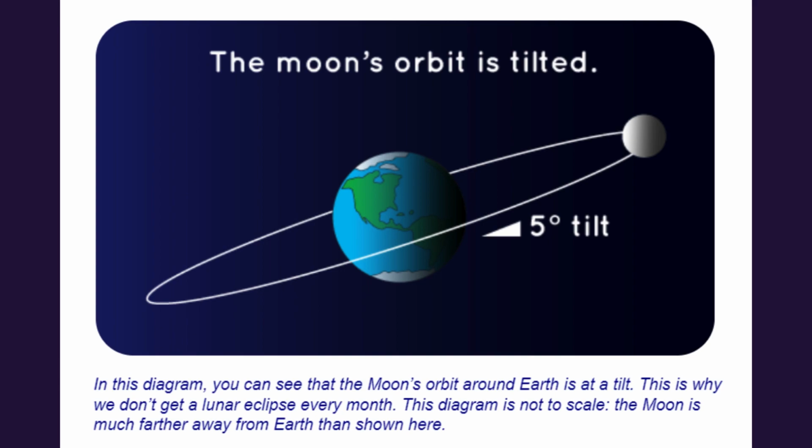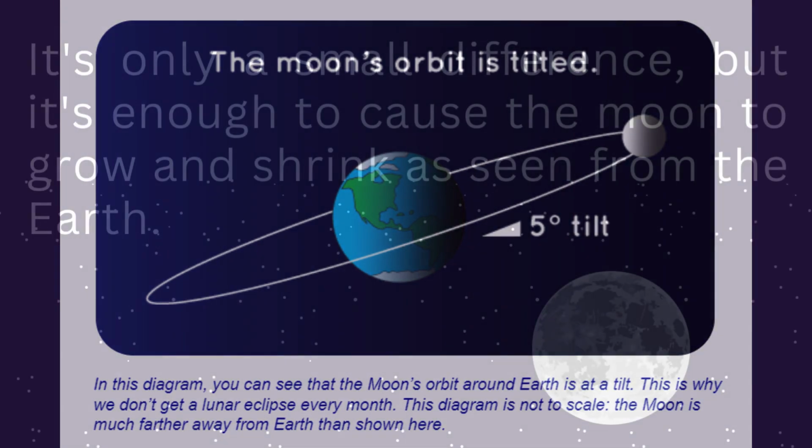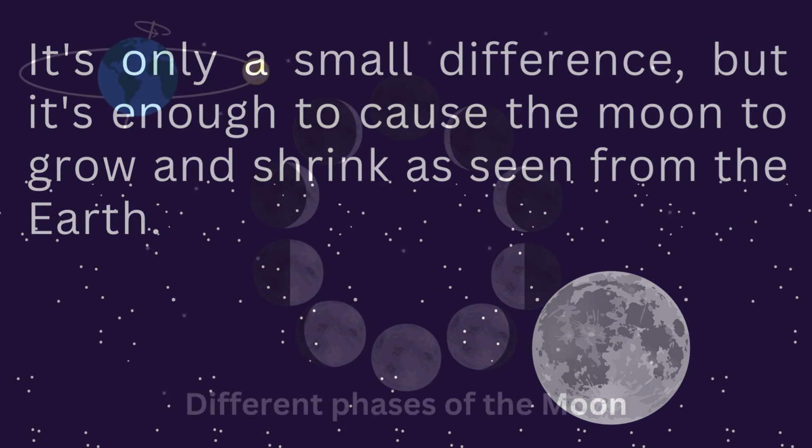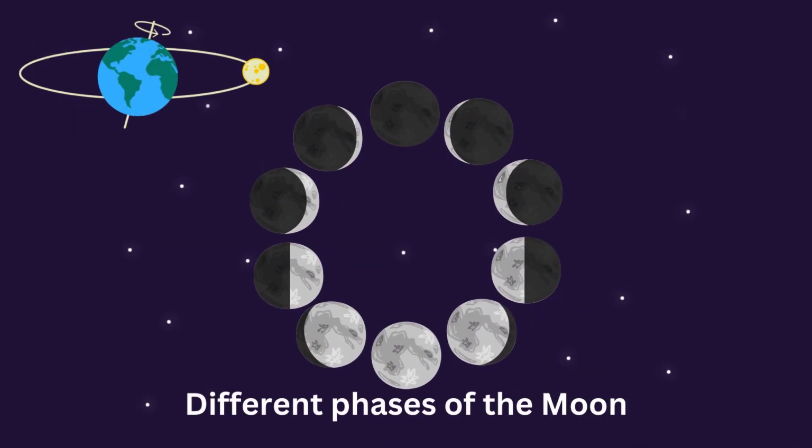This diagram is not to scale. The moon is much further away from Earth than shown here. It's only a small difference, but it's enough to cause the moon to grow and shrink as seen from the Earth. Different phases of the moon.